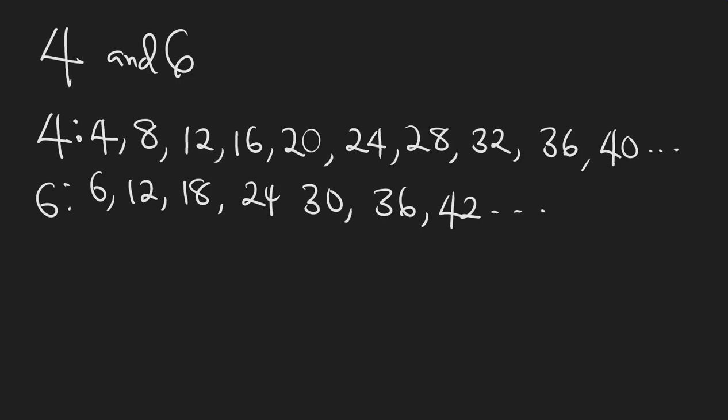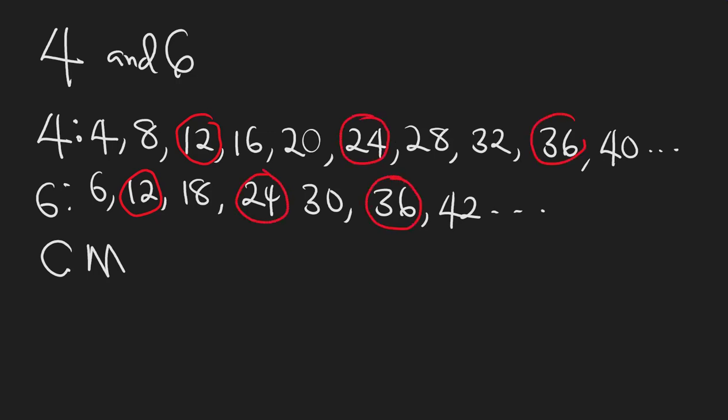So let's stop here. So what are the common multiples of 4 and 6? What do they have in common? I can see we have 12, right? 12 is in common. Then what again? We have 24 in common. What again? We have 36 in common. For now, what are the common multiples? The common multiples are 12, 24, and 36.